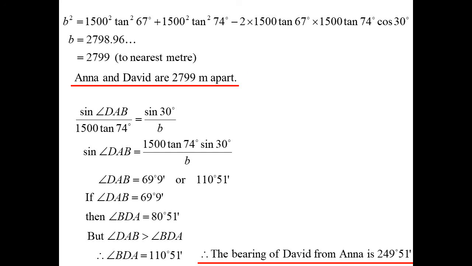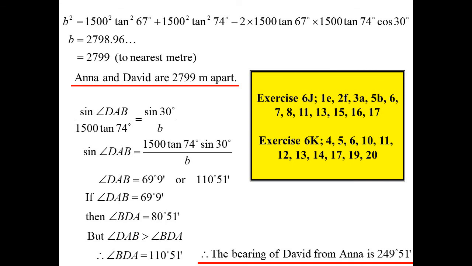2,799 metres. Okay, so 6J, 6K, well 6J is specifically on the cosine rule. 6K is then a mixture, and it will include some three-dimensional problems as well.